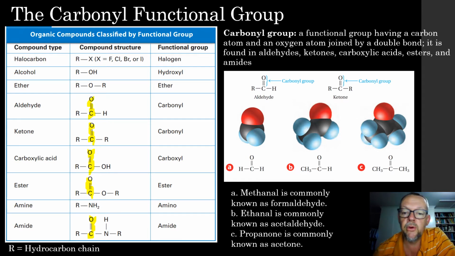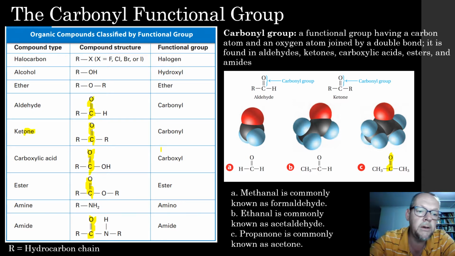So if we have a look now at our diagram on the right hand side, we've got methanol. You can see that's based off what, methane, isn't it? So now methanol is an aldehyde, and it's just also known as formaldehyde. It's what they store dead bodies in. Actually, it's a preserving agent. Ethanol is commonly known as acetaldehyde, and propanone, you can see that here the carbonyl group is actually in the middle rather than at the end, and that's also known as acetone. So propanone is a ketone, whereas the others were aldehydes.